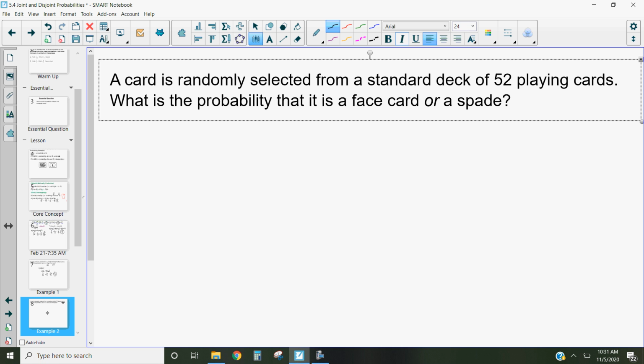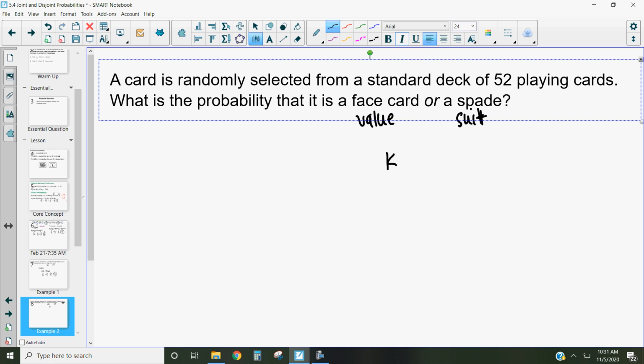A card is randomly selected from a standard deck of 52 playing cards. What's the probability that it's a face card or a spade? Well, a face card is a value card. A spade, on the other hand, is a suit. So it's possible for us to have both of those simultaneously, and in that case, that's when we have the king of spades.